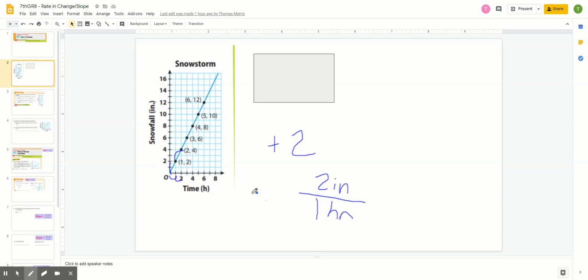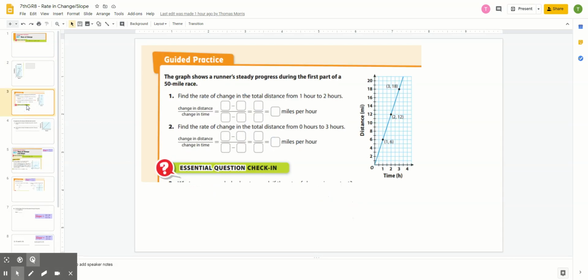So that's basically what we're doing. We're looking for the change in y going up over the change in x. All right, let's look at another example here.